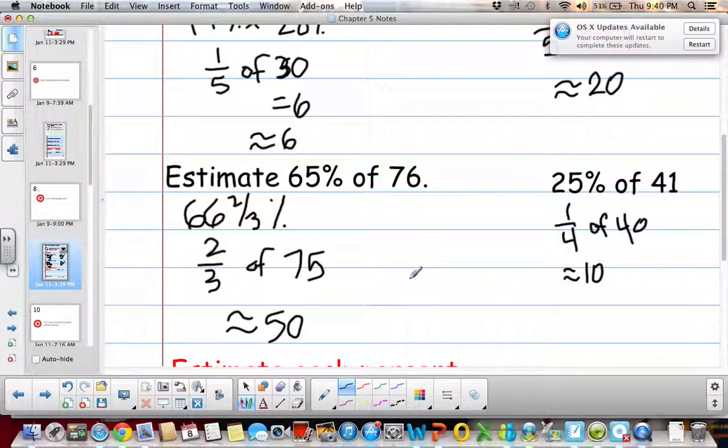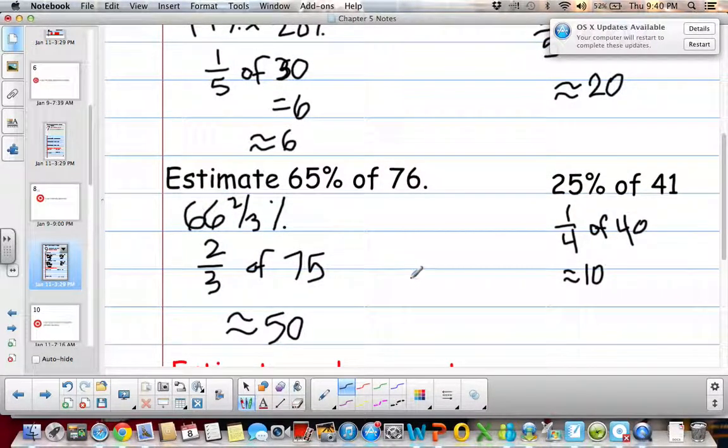Okay, so we're looking at our percent that we're given, and we're seeing if it's a common percent and if we're able to change it to a fraction. And then once we have it as a fraction, we look for a compatible number that we can easily do in our head or easily divide by or multiply by to get an approximate number.